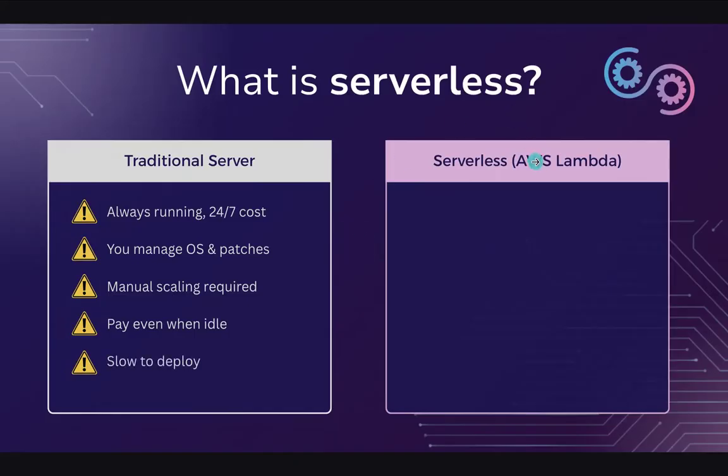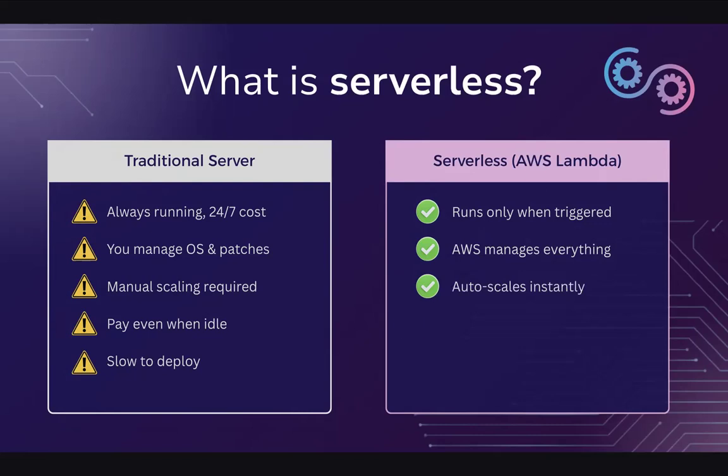With serverless AWS Lambda, the approach is completely different. Your code runs only when it is triggered. For example, when a user sends a message that starts the agentic loop, the Lambda auto-scales instantly and you only pay per execution, down to the millisecond.